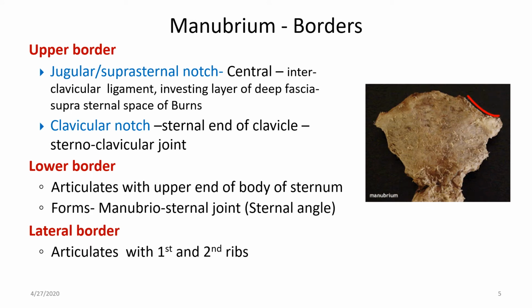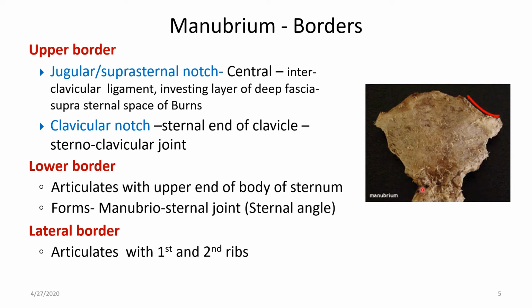Coming to the upper border, it presents 2 notches. One is the jugular or suprasternal notch, which is centrally placed, and the other one is the clavicular notch. To the jugular notch, the 2 layers of general investing layer of deep fascia will be attached with a space in between called the suprasternal space of Burns, and this is the place you will find the interclavicular ligament connecting the 2 clavicles. Then we are seeing the clavicular notch, which is for articulation with the sternal end of the clavicle, forming the sternoclavicular joint.